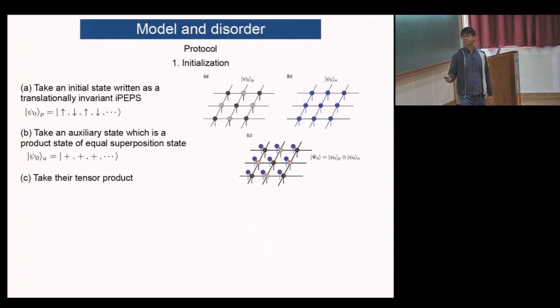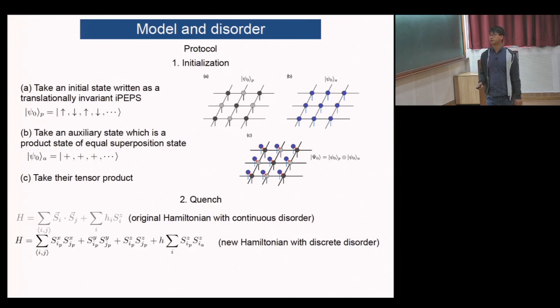Okay. Now, once I prepare my initial state, I need to do the quench, right? How do I do it? I need to change my Hamiltonian a little bit. This was the original Hamiltonian that I introduced for the continuous disorder. But now I need to change my Hamiltonian as follows. Let's look at this Hamiltonian carefully. There is a spin-spin interaction between the physical sites. The P here means the physical sites, A means the auxiliary sites, right? So you introduce spin-spin interaction between all the physical sites, but you don't do anything to the auxiliary sites, right? Because they're not relevant.